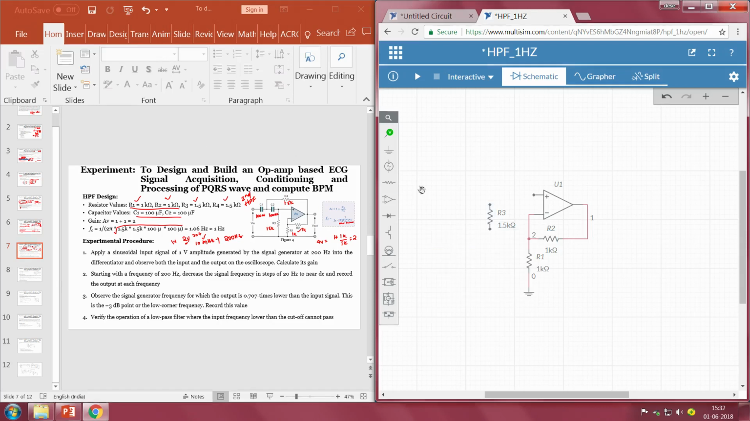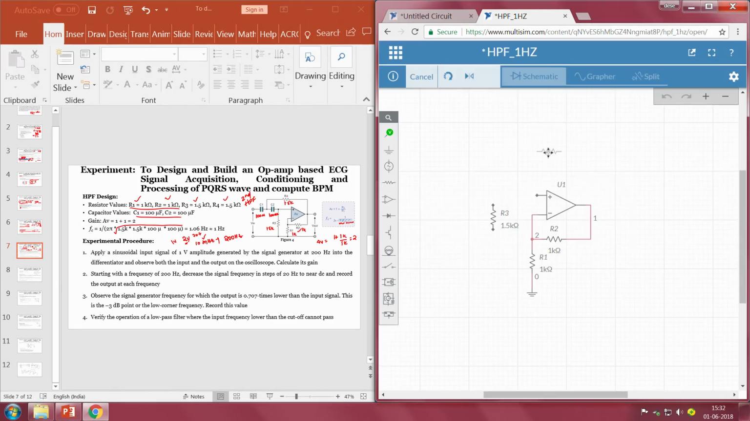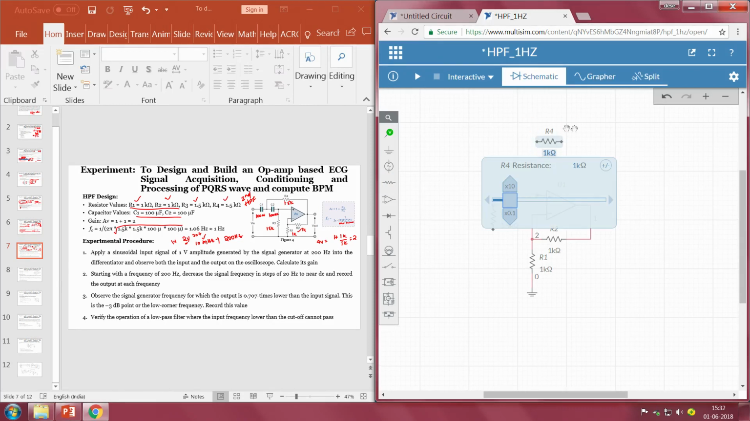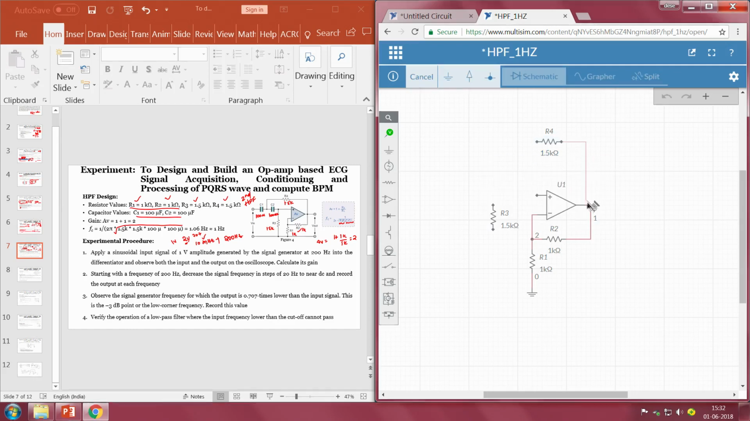right. Then we will choose one more resistor as a feedback, which is positive, 1.5 K at this point, and this terminal should be connected at this point, and this should be connected at the positive terminal. Now, what about the other one? The other one has to be connected to ground.